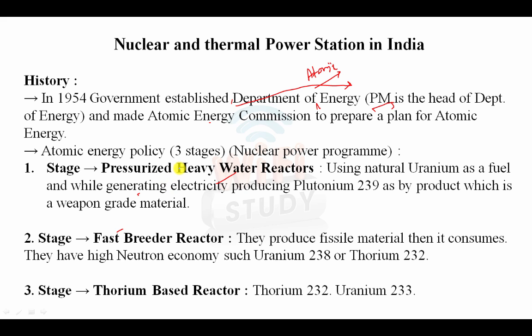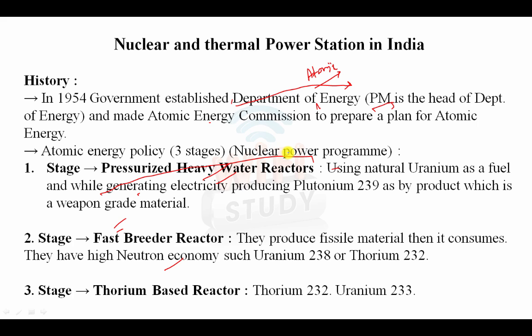Okay, they made a Department of Energy in which a commission is made. The work of that commission is to prepare a plan for atomic energy, and in India there are three stages in the policy for atomic energy, that is, the nuclear power program. First stage is pressurized heavy water reactors. In pressurized heavy water reactors, using uranium, you everybody know that uranium is very important, and in nuclear energy uranium is majorly used.